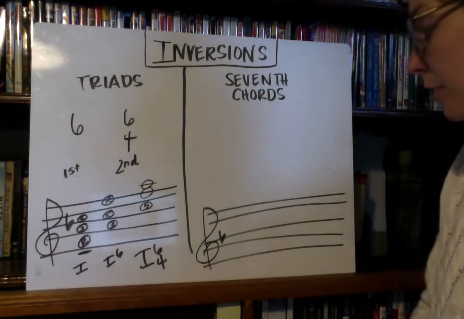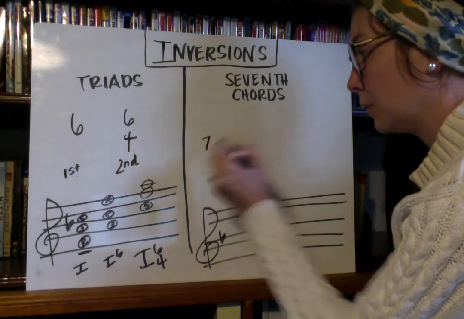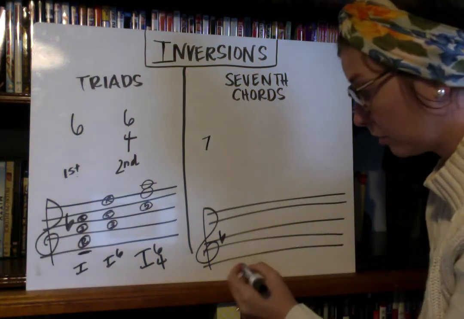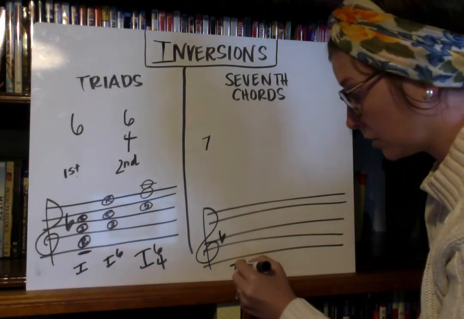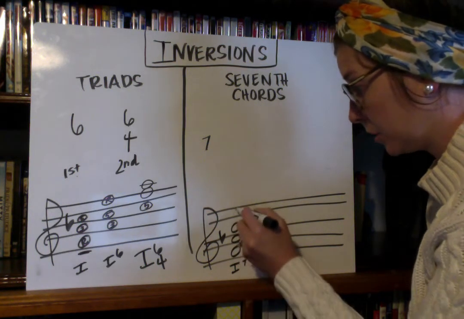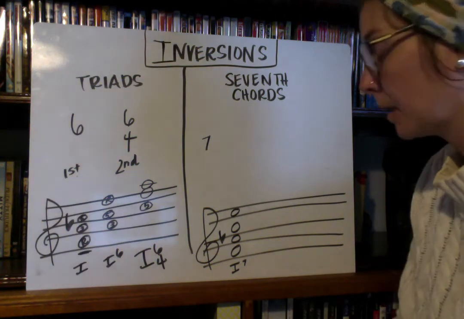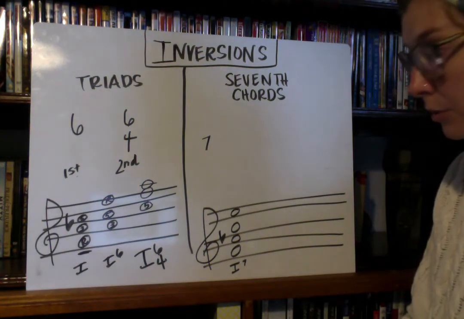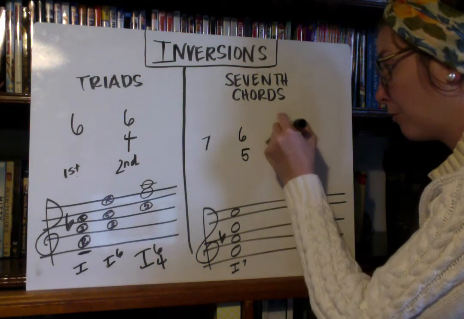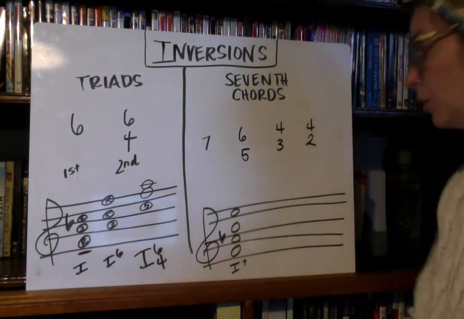And then seventh chords, okay, if you see a 7, that means it's just a normal seventh chord, okay? So let's do a 1, 7. That would just be snowman plus the 7th. So just a snowman with an extra head, okay? And then the other inversion symbols you'll see are 6, 5, 4, 3, and 4, 2.